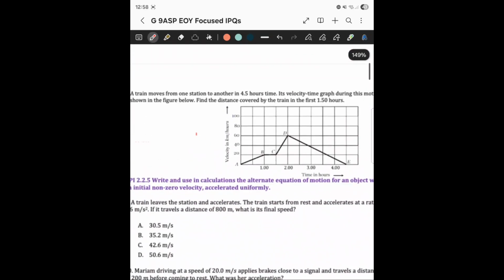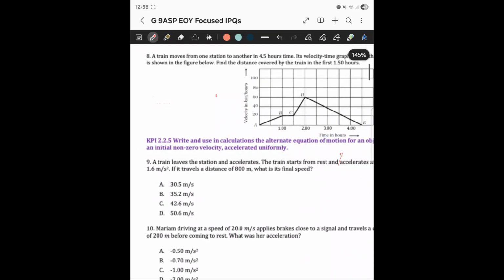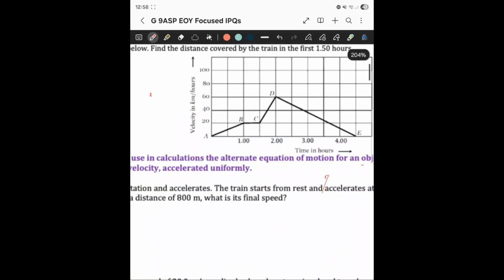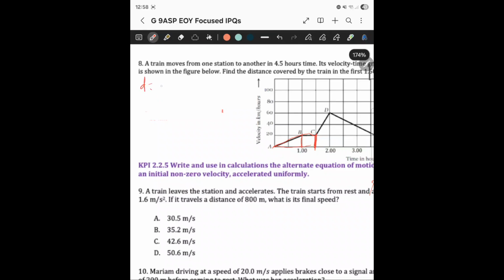And we can now move on to this train. And what is it asking for? A train leaves it and accelerates at this rate. And then we need to figure out, what do we need to figure out? Find the distance in the first 1.5 hours. That's here. 0 to 1.5. And that's 2, that's 1. So we're about here. Well, there's two shapes, right? So there's this one, and then there's this one. So the distance will be the triangle plus my square. These are the two things I will include in my distance.